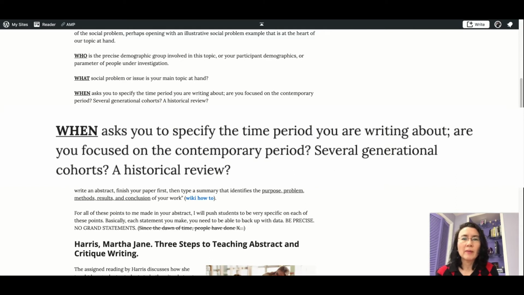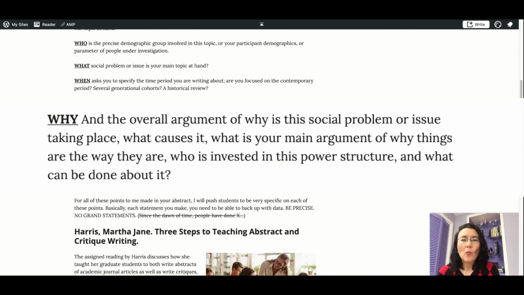When? Be specific about the time period that you're looking at. Is this a contemporary project? Is it historical? Are you comparing 2 decades of generational data? Just be very specific on the time. And the why. Why is this an important social issue to address?